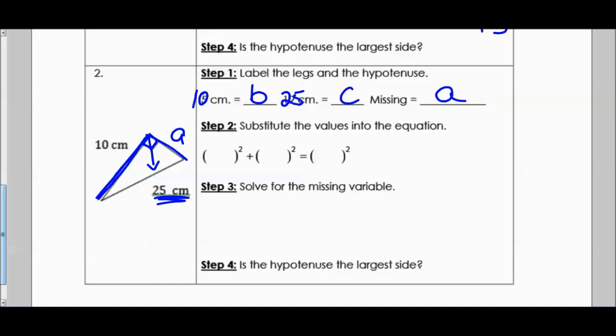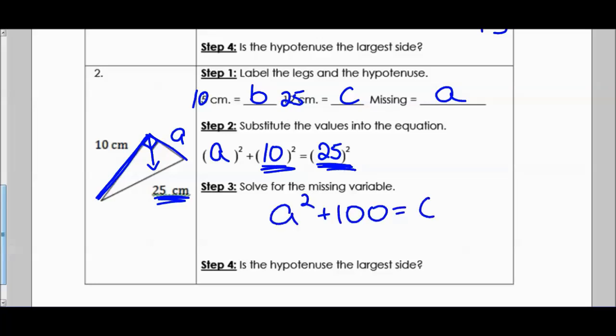Now we're going to substitute those numbers in where they're supposed to go. We don't know A yet. We know B is 10. And we know C is 25. Now we're going to solve this again. We're just solving the equation for A. We're trying to figure out what A is once it's by itself. Before we do anything, we have to square these two numbers. We have A squared plus 10 squared, which is 100, equals 625.